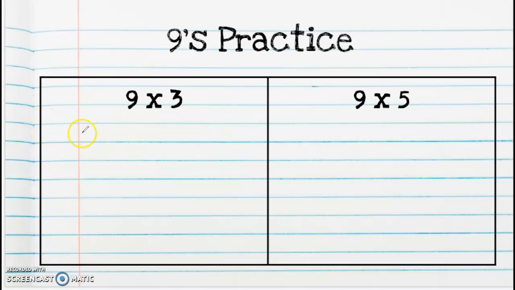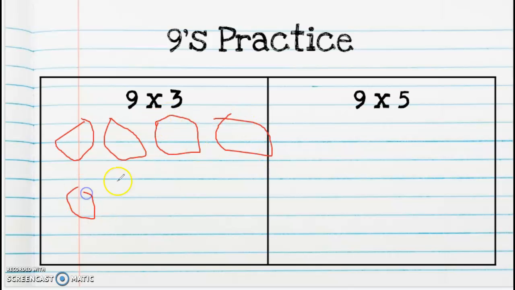Okay, so here you have 9 times 3, so you're going to have 9 groups. And you're going to have 3 in each group, excuse me.